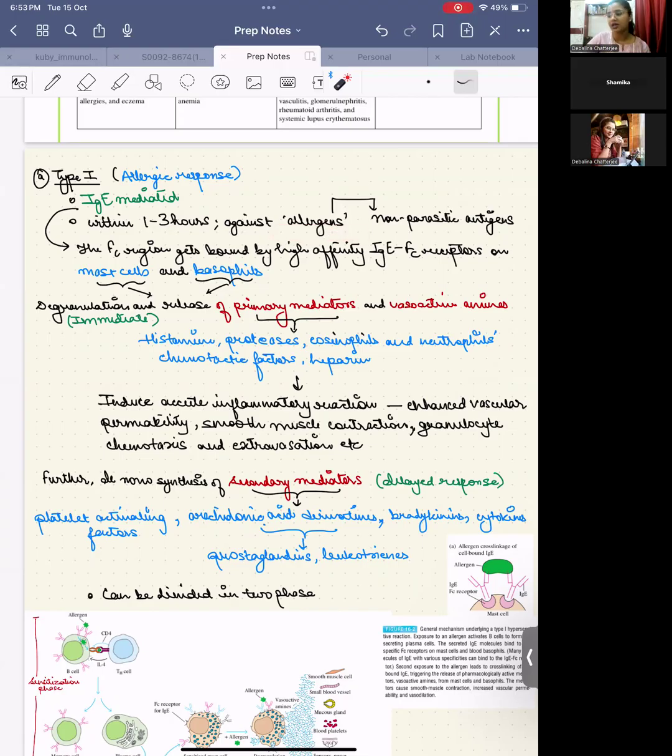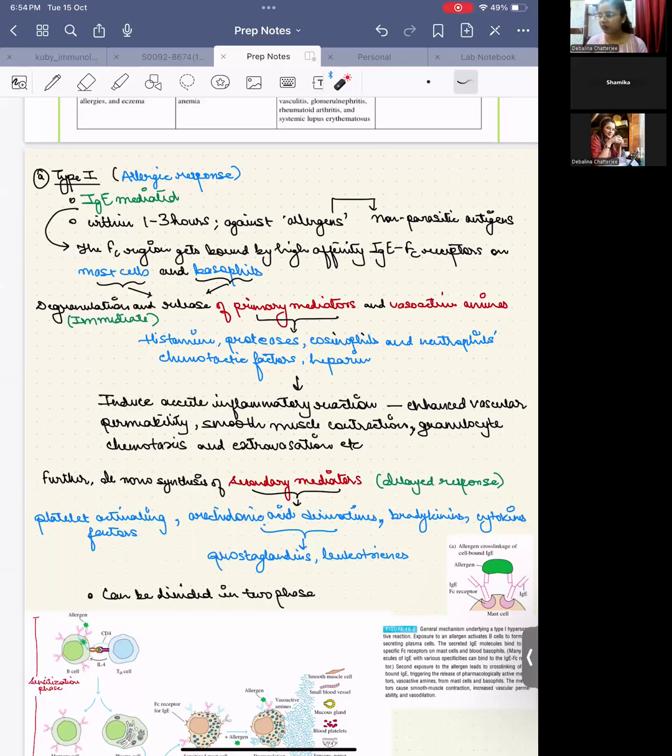So what are allergens now? Any sort of non-parasitic antigen which can lead to an IgE mediated response is called an allergen. So anything that can elicit an IgE response is known as an allergen, and ideally they are non-parasitic. They are not coming from the parasites or pathogens that we usually encounter. Something in the environment is actually leading to this heightened immune response mediated by IgE molecules.